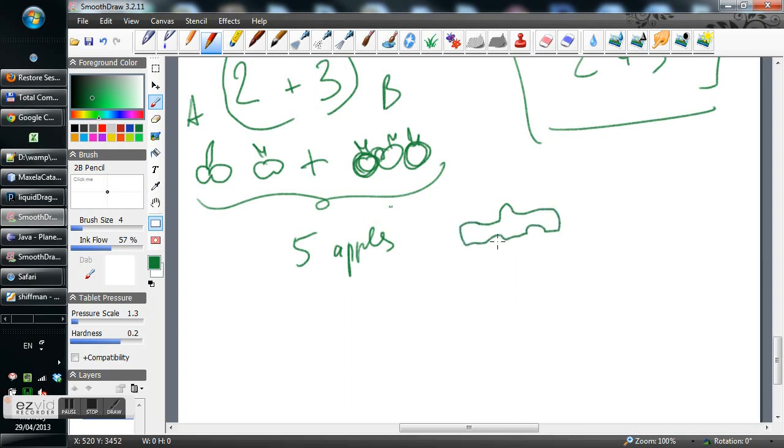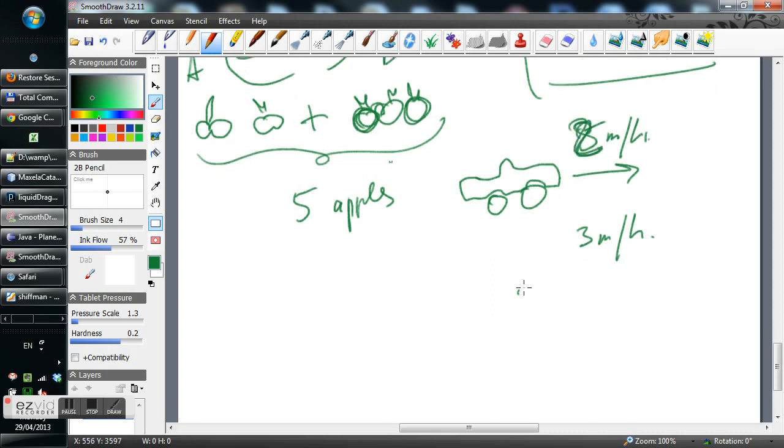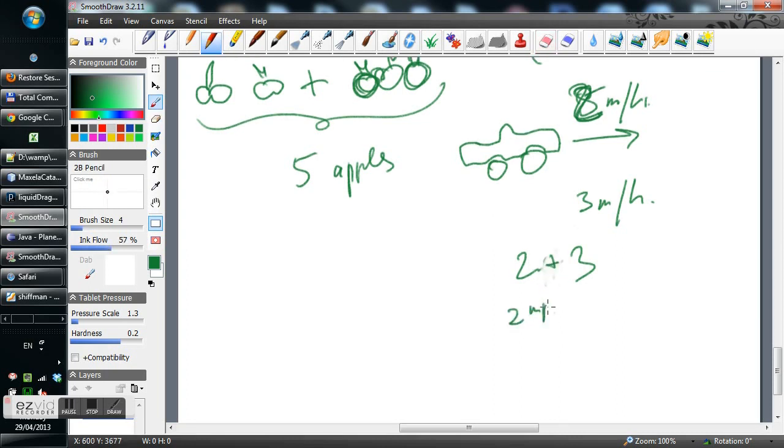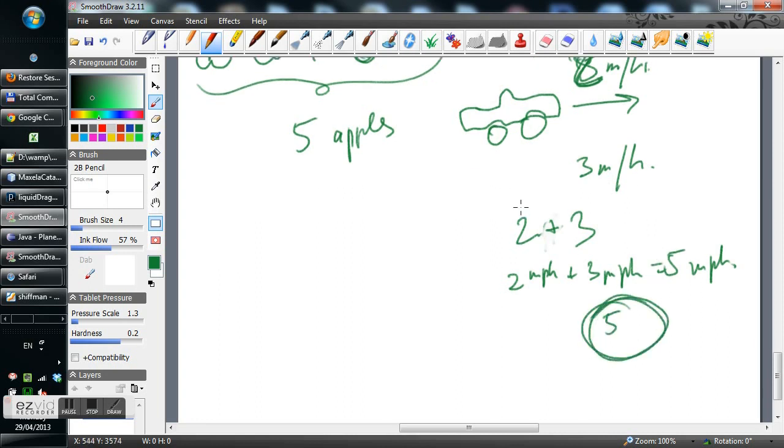Or even if there is a speed, if there is a car, okay, this is not the best drawing of the car, but as good as I can, and the car goes at the speed of 2 miles per hour. And then you say the car has increased its speed by an extra 3 miles per hour. So when I say 2 miles per hour plus 3 miles per hour is 5 miles per hour, it means that the total speed of the car is now 5. So again, the abstract numbers are getting meaning in the real world.